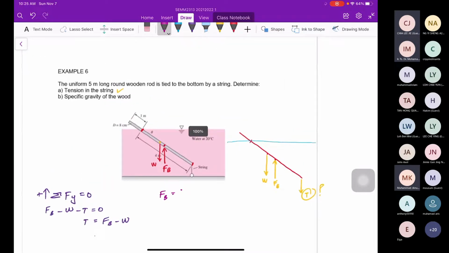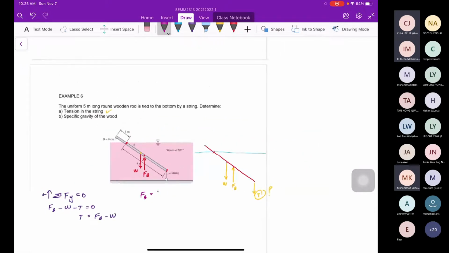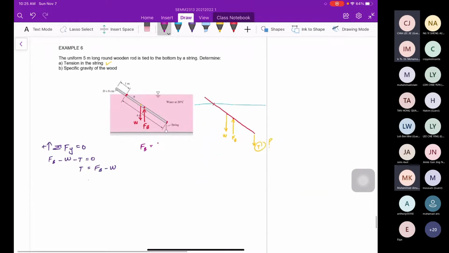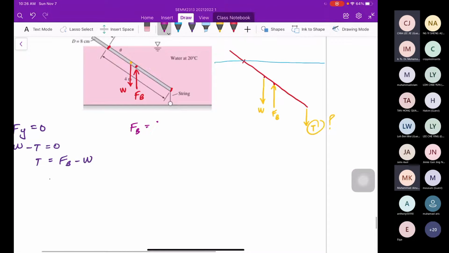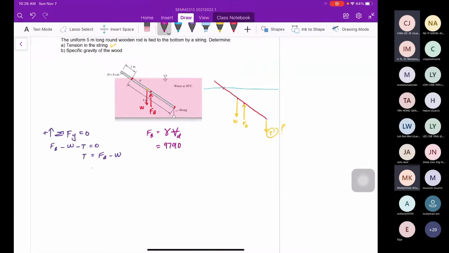Okay, is this given or not, gamma? Okay, wait. Okay, gamma and displaced volume. Alright. So what is the gamma of the water? Okay, the gamma of water is the standard one, 9790. You can use also 9810. It's okay, no problem. Don't worry. Okay, you have two choices. You can use 9810, 9790. It is almost close. Alright.